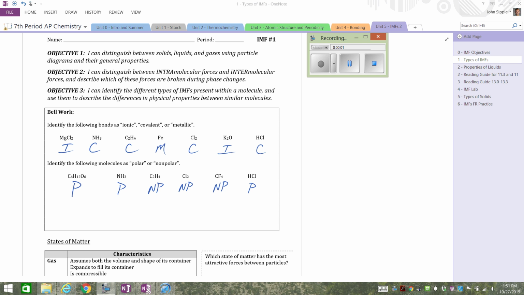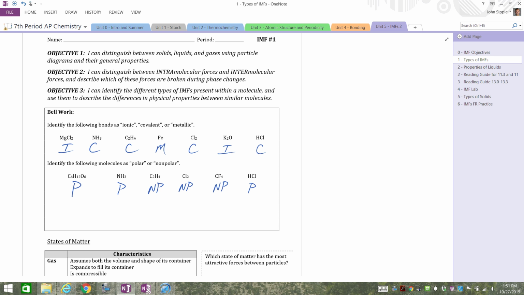What we want to do today is distinguish between intramolecular forces and intermolecular forces. Hopefully, the diagram right here is doing it for you. These are all intramolecular forces, whether it's ionic, covalent, or metallic. Inside the substance is intramolecular.